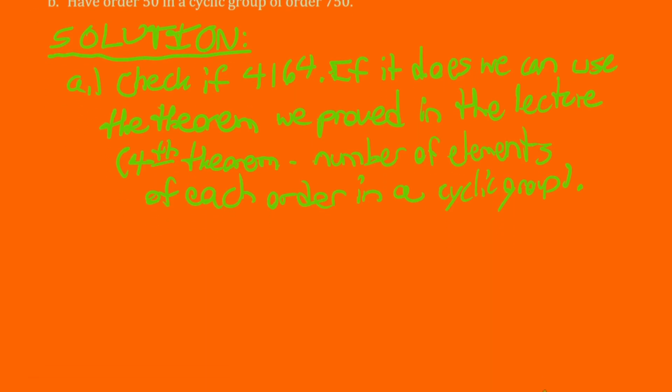So 4 does divide 64 because that gives us 16. So then we have phi of 4. Well, that's equal to phi of 2 squared. We can write that as 2 squared minus 2 equals 2 elements.